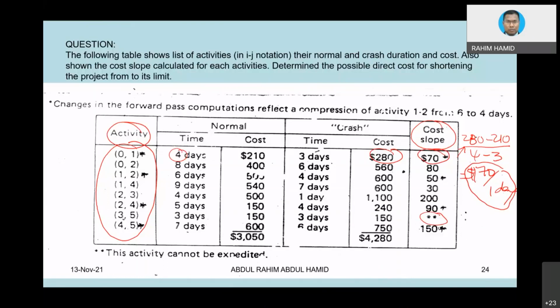The second thing, the normal cost. Remember, when we want to start project compression, we need to figure out the normal costs. How do you get normal costs? Based on this. The costing for each activity is already given, so what you need to do is just add up all the costs. This is what we call normal costs.